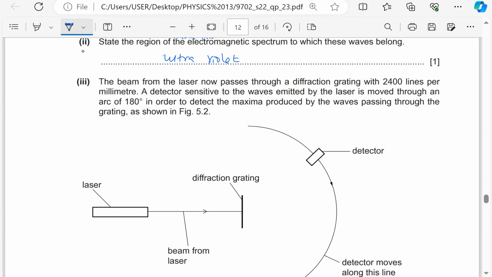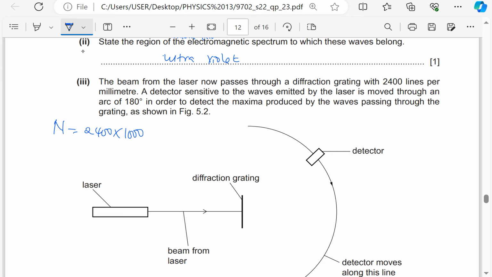The beam from the laser now passes through a diffraction grating with 2400 lines per millimeter. So that means the number of lines per meter is going to be 2400 times 1000, because 1 millimeter has 2400 lines. Then how about 1 meter? So we multiply by 1000.